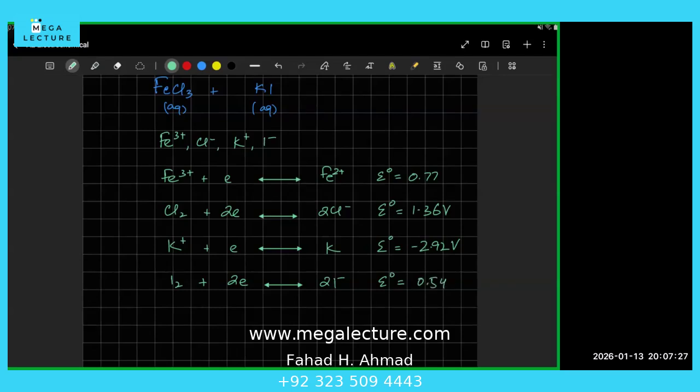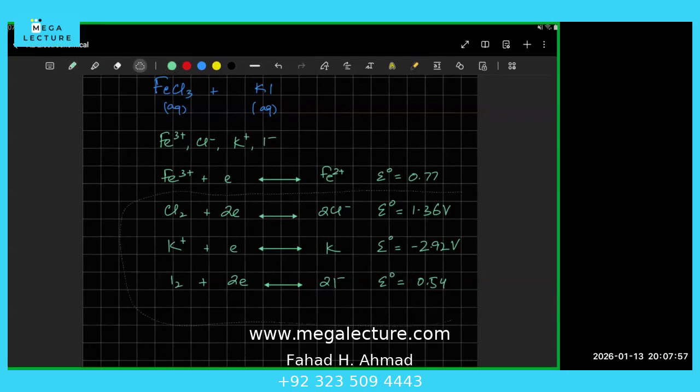Okay, so I think it's 0.54. Let me just double check this. Okay. Iodine का क्या है? Iodine, let me just have a look at the data booklet. Iodine is पता नहीं कहाँ गायब हो गया, iodine किधर गया? अच्छा, iodine is, yeah, it is 0.54.